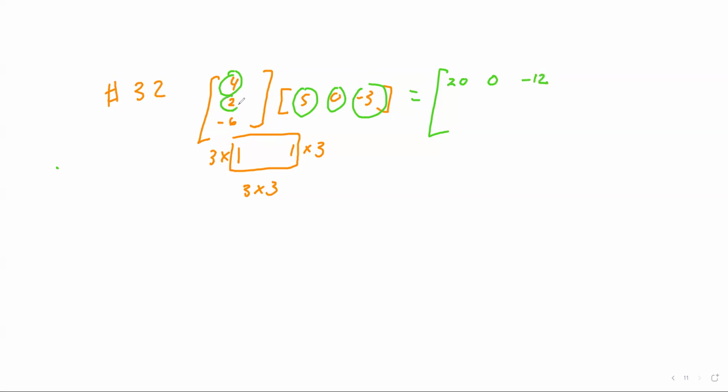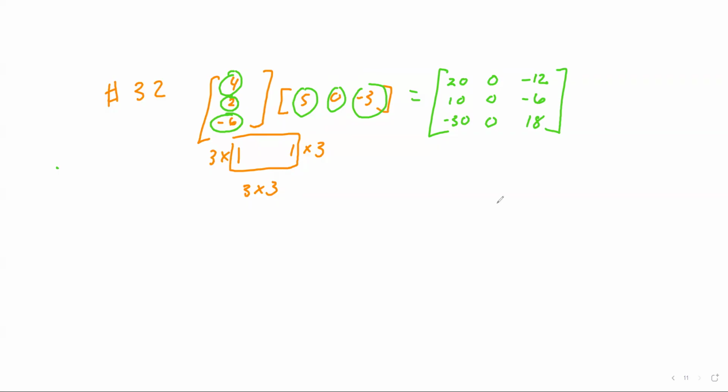Now I move on to second row, first column. 2 times 5 is 10. 2 times 0 is 0 for second row, second column. Second row, third column. 2 times -3 gives me -6. Now you're going to take your third row, first column, -6 times 5 is -30. Third row, second column, -6 times 0 is 0. Third row, third column, -6 times -3, +18. So I'm then with the result of a 3 by 3.